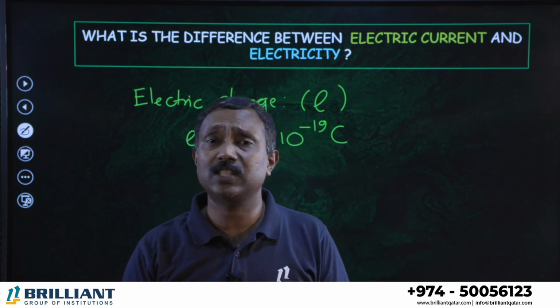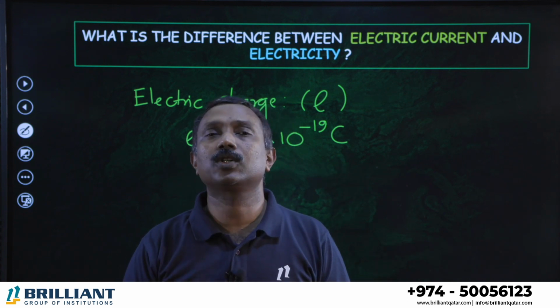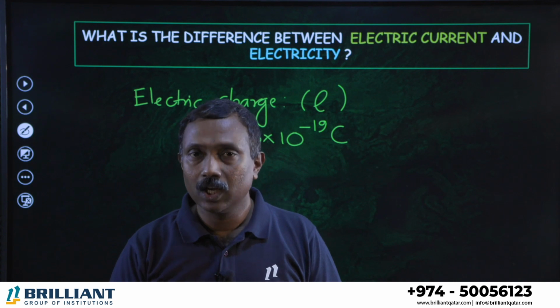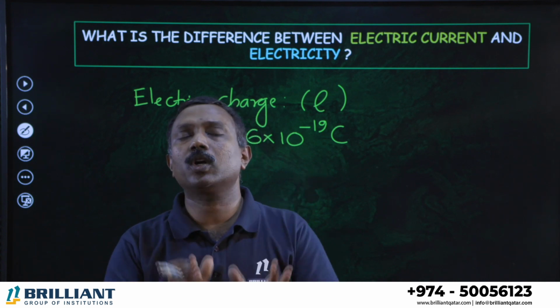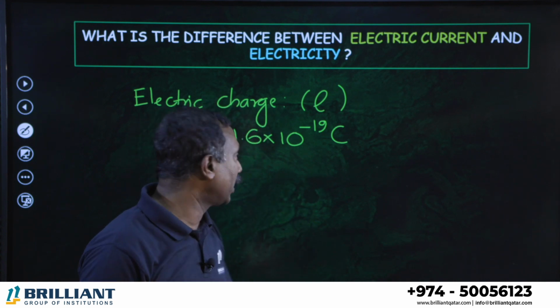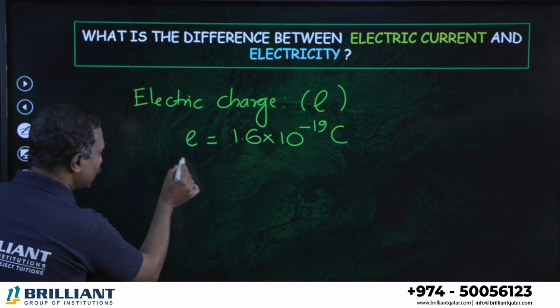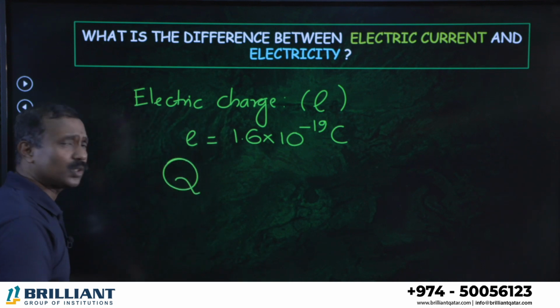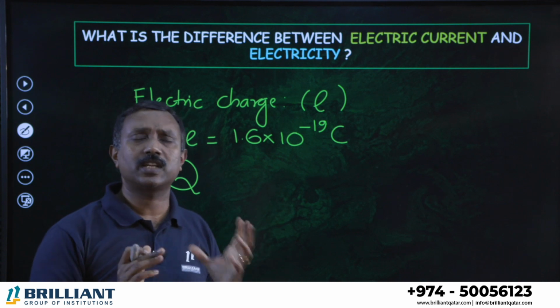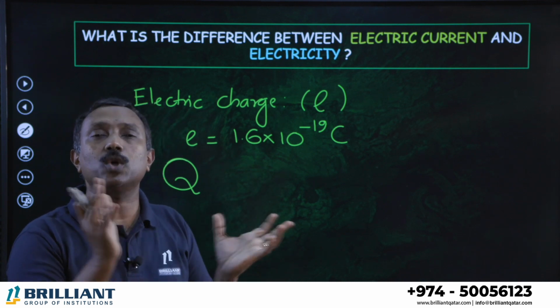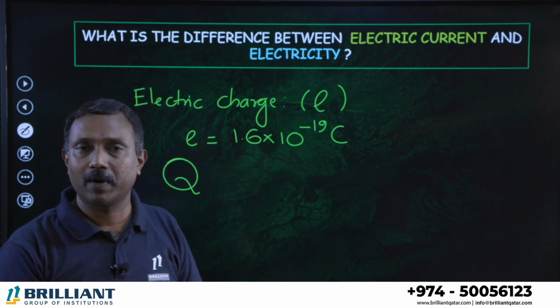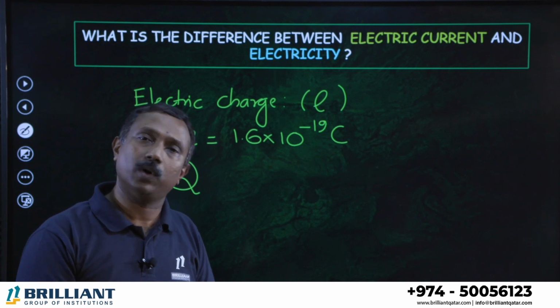So like that, in every matter, there is not a single proton or a single electron, but it may consist of plenty of electrons or protons, right? For representing the total amount of charge possessed by a body, we use another term, the capital letter Q. Here it represents the total quantity of charge possessed by a body.